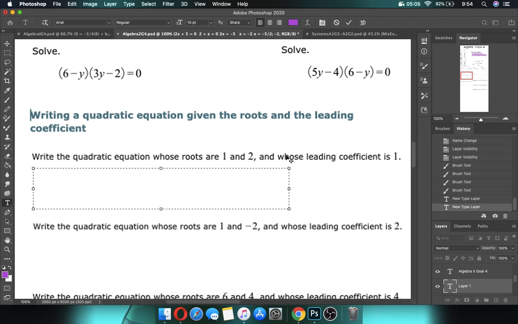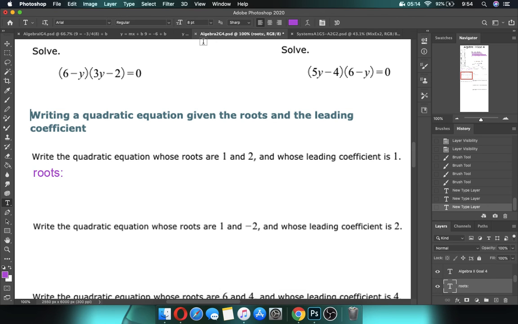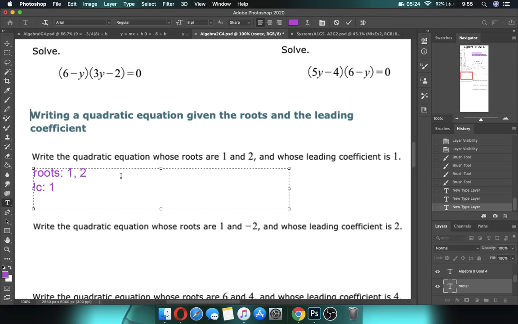All right, so what are we told? We're told the roots are 1 and 2, and we are told the lead coefficient is 1. So what does this tell us? We know that our answer is going to be 1 times x something and then x something. Hey, that looks familiar. I wonder where that comes from.